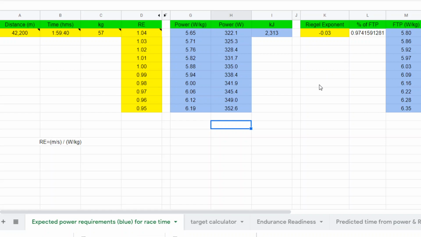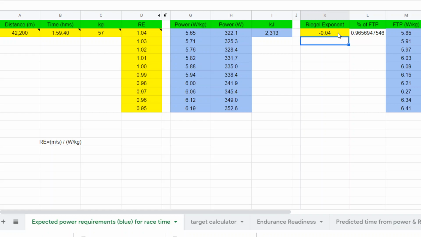Now, the next part of the game here is to figure his Riegel exponent, because what we need to do to convert his race power to what his FTP might be, we have to play with the Riegel formula, and primarily we're playing with the Riegel exponent. I have a very good elite marathoner whose Riegel exponent is minus 0.06 to minus 0.05, and I figure he's somewhere in there. So he could be as low as minus 0.03. Probably, I'm guessing minus 0.04 is the best guess.